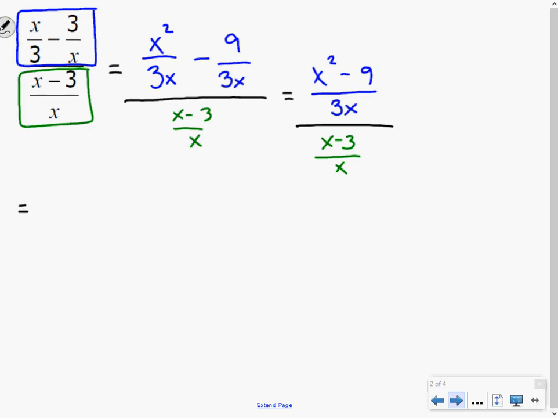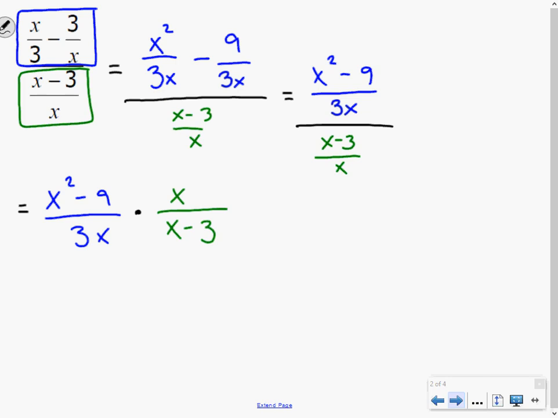We said if we're dividing, we would really prefer to multiply by the reciprocal. So let's go ahead and write it that way. All right, we really have x squared minus 9 over 3x being multiplied by the reciprocal of that bottom expression, which is x over x minus 3. So instead of dividing by x minus 3 over x, I am multiplying by its reciprocal. So again, we're back to just that basic multiplication with rational expressions.